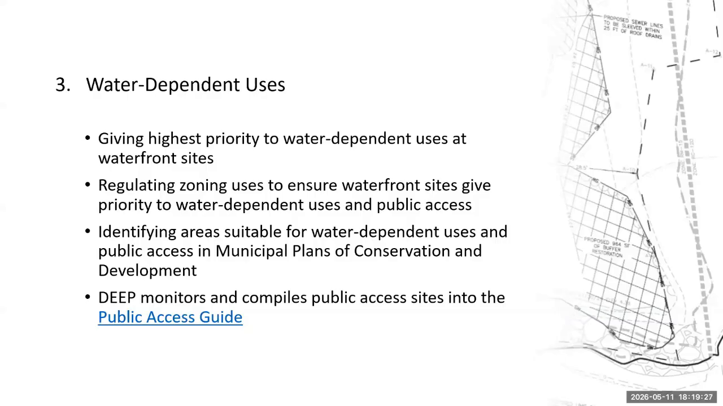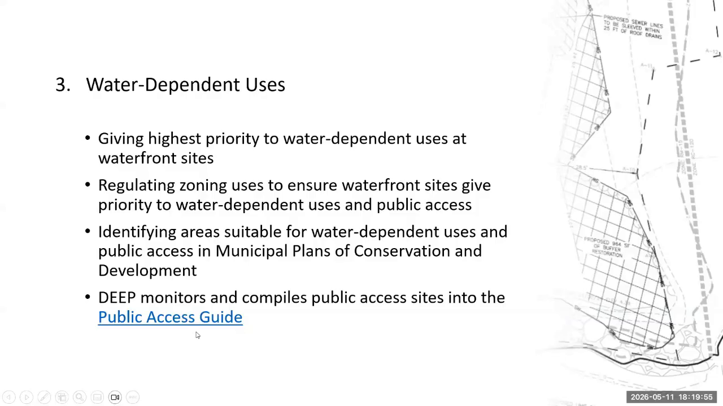And again, the water dependent uses are defined by statute, and they are those types of uses that absolutely positively have to be located on the water because of their function. And public access is defined by statute as one of those water dependent uses. So are nuclear power plants. But your zoning can address a lot of that.